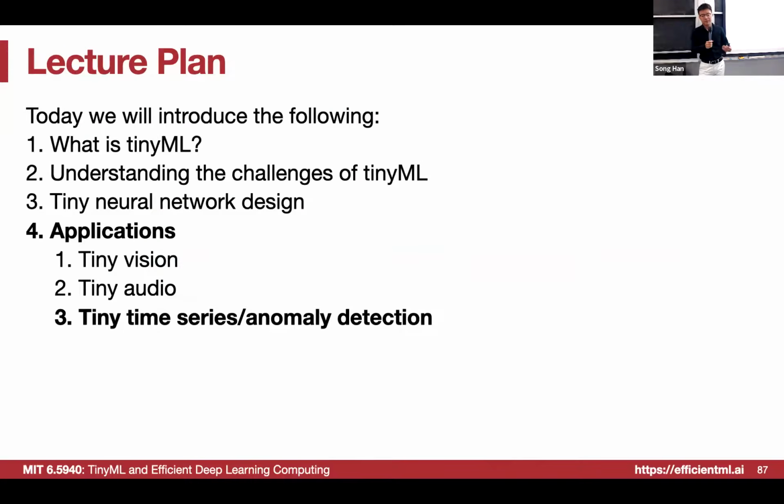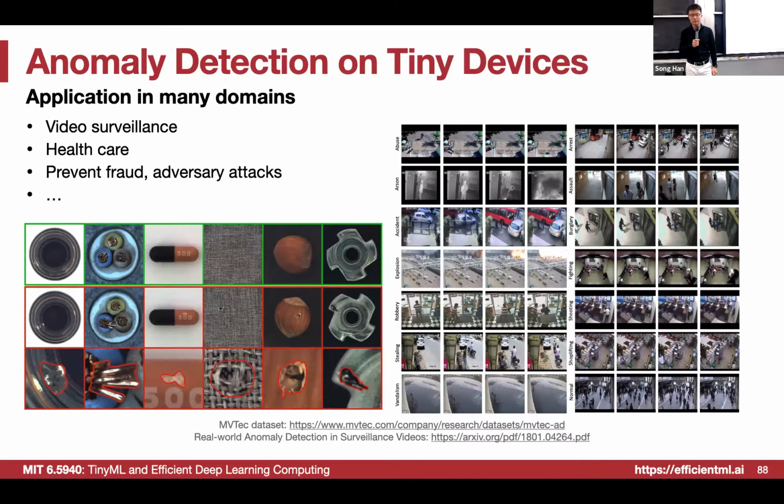And finally, time series and also anomaly detection. Here we have some normal versus abnormal examples: a good capsule, a bad capsule with a crack here, a good nut, a bad nut here, some bad part here. On the pipeline in the factory, most of the time we want an automated approach to distinguish between normal and abnormal cases, which is helpful for video surveillance, healthcare, preventing fraud, and also adversarial attacks.